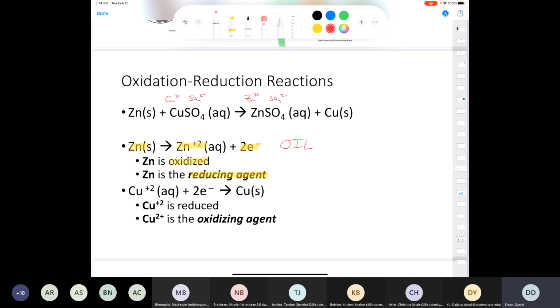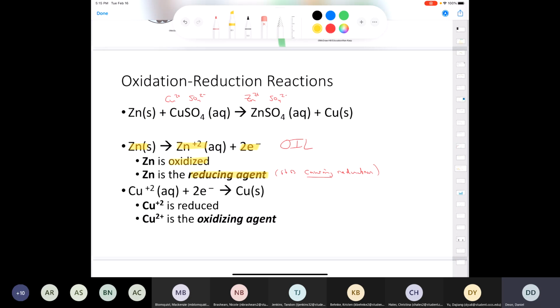Okay, maybe we could put that in brackets here. It is causing reduction. Okay, and I'm sure that most of you get this right off the bat, but I just want to be 100% sure here.